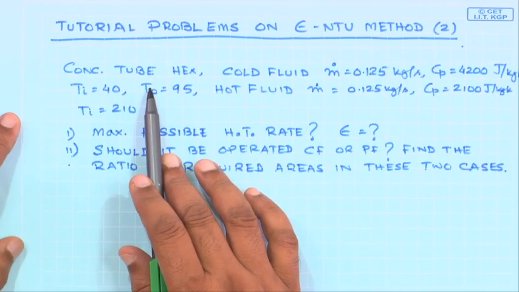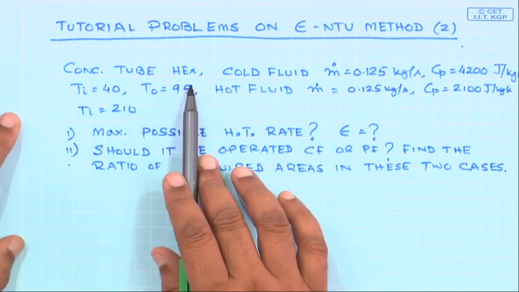We need to find out the maximum possible heat transfer rate which can be achieved in this heat exchanger. Also, what is the value of epsilon? And secondly, we have to decide whether this should be operated in counter flow or in parallel flow. So, that, in a nutshell, is the problem. First, to find the maximum possible heat transfer rate, and secondly, whether it should be run in counter flow orientation or in parallel flow.